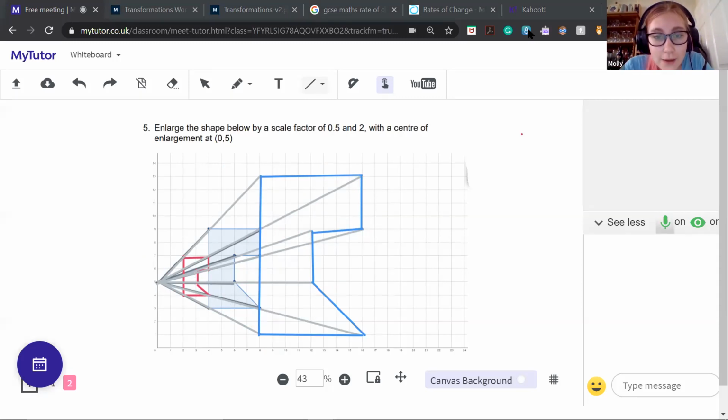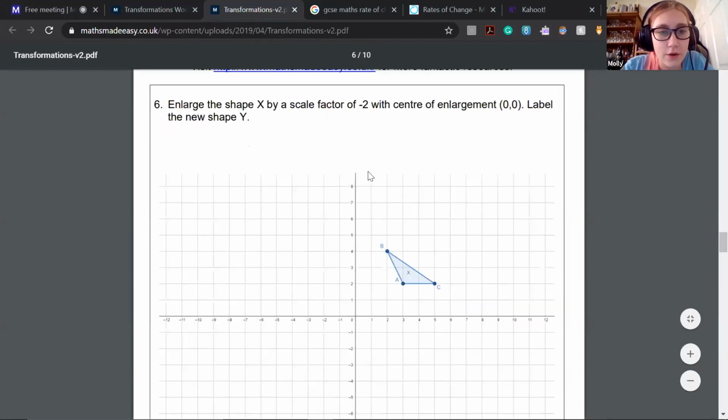So someone said, is negative enlargement always just the opposite way? So if it was -2, would it be the opposite way and 2 times larger? Exactly right. So if it was a -2, it would be like rotating it 180 degrees and making it 2 times bigger. So we might have a go at one of those if I can hopefully find one on here.